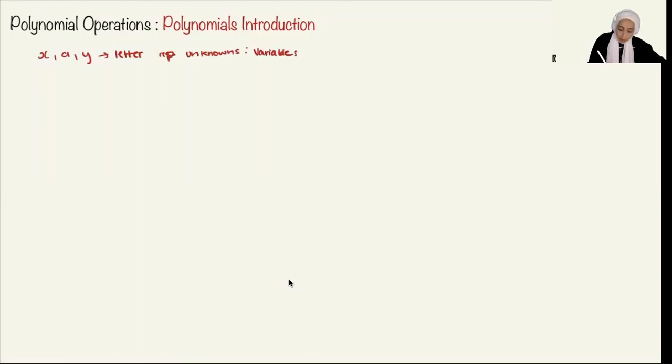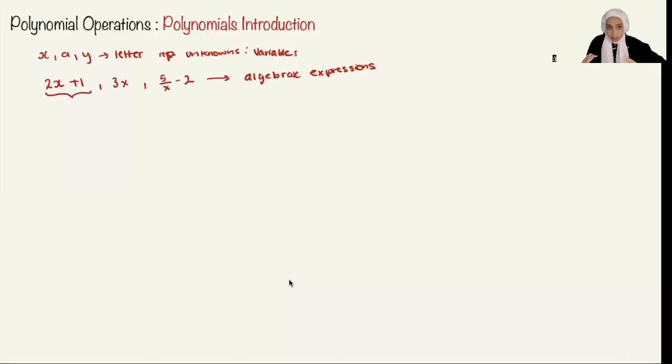And when we're talking about something like this, if I now use some letters with numbers, so here's a coefficient, 2x plus 1, or even 3x, or 5 over x minus 2. These are all called algebraic expressions. Okay, so you're expressing something using algebra. So 2x plus 1 uses x and variables and so on to express something. So over here, this is called an algebraic expression.